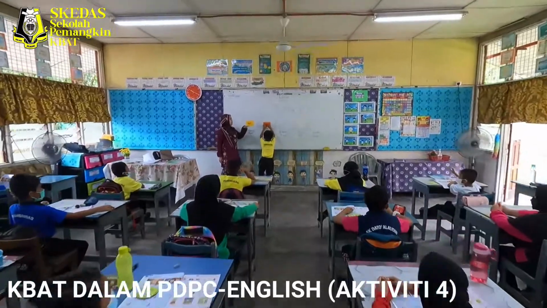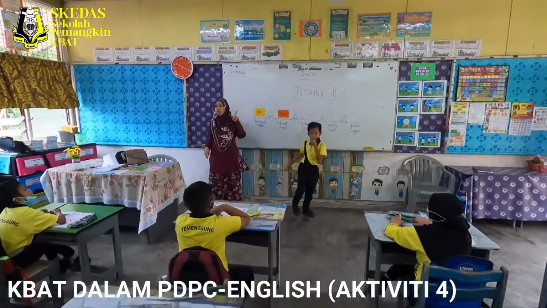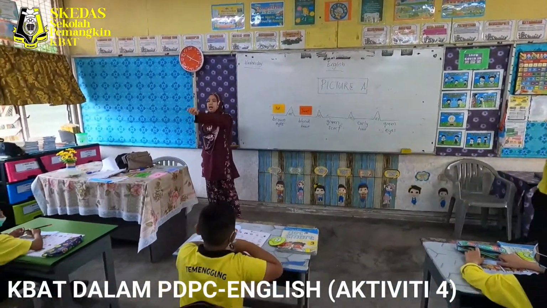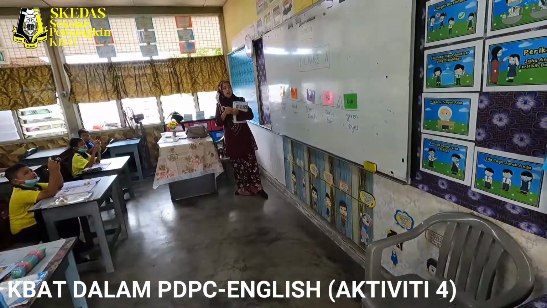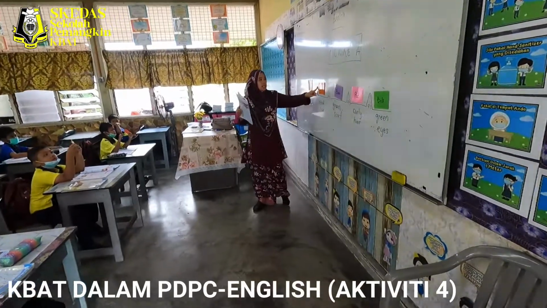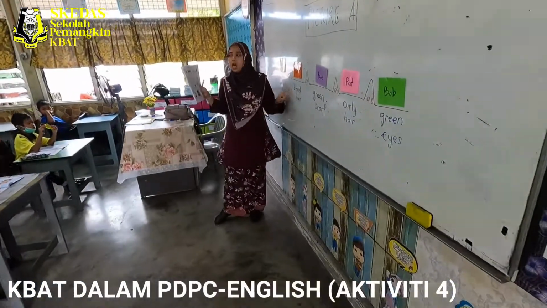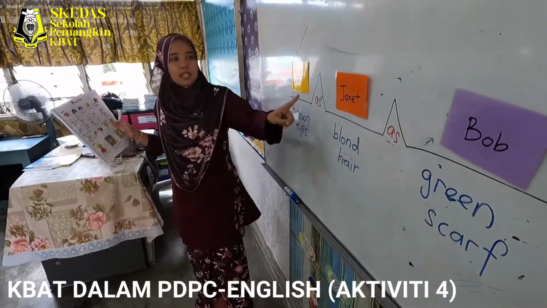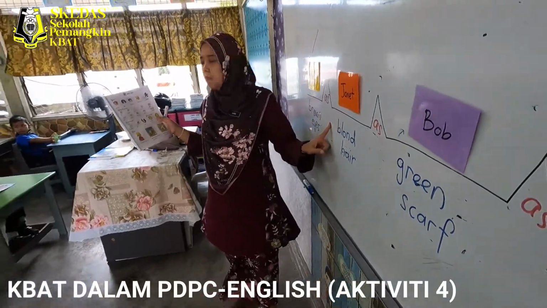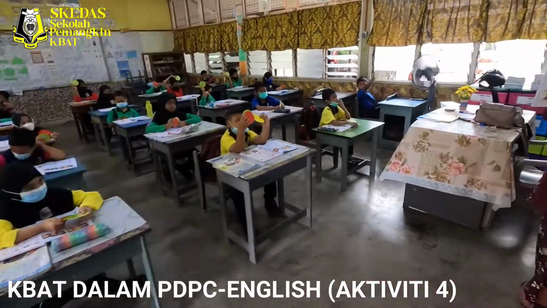And then the next one, green scarf. Who wants to try? Cassie, what is that? Here. For the second one, look at your friend's answer. Blonde hair. What is blonde hair? Kuning. Is it correct? Janet has got blonde hair. Look at Janet's picture.